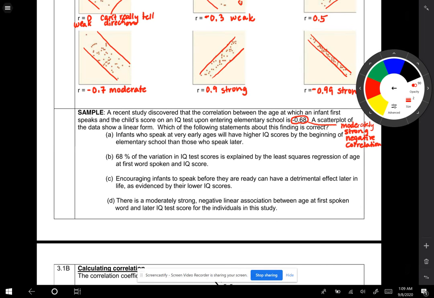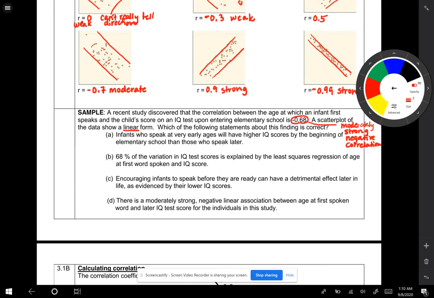A scatter plot of the data shows a linear form. Which of the following statements about this finding is correct? And always remember that if you haven't studied it or haven't talked about it, you can cross those out automatically. So let's just look at the choices.